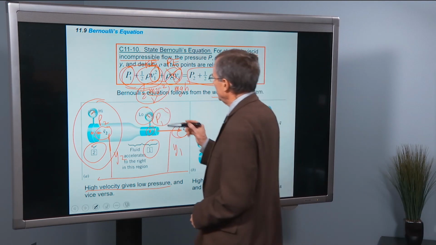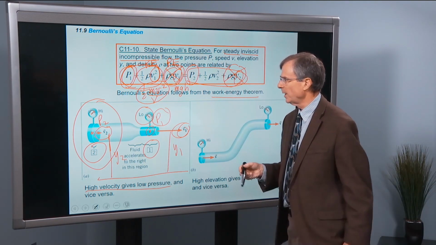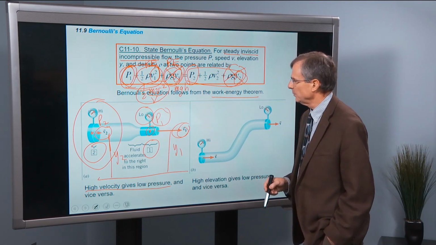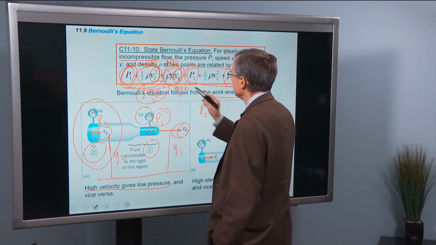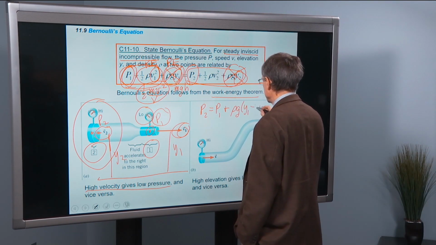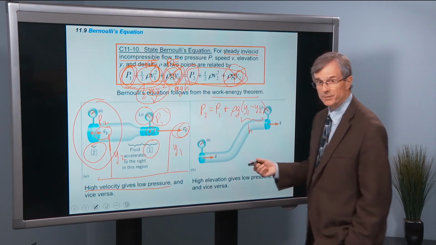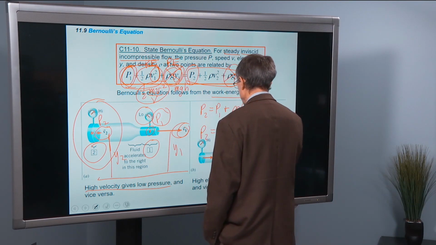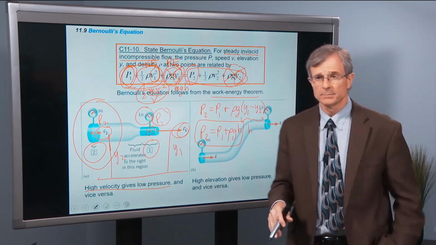In fact, if you just look at this term and this term and this term and this term, if you say that y1 minus y2 equals h, let's see, P2 equals P1 plus rho g (y1 minus y2), and replace this by h, then we've recovered the equation that we had before. P2 is P1 plus rho g h. Here h and y serve a similar function, but h is the difference between two heights.